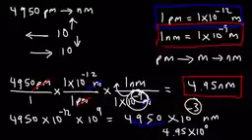And you could type this in your calculator. If you type in 4950 times 1 times 10 to the minus 12 and then divided by 1 times 10 to the minus 9, you're going to get 4.95. So this is the right answer.